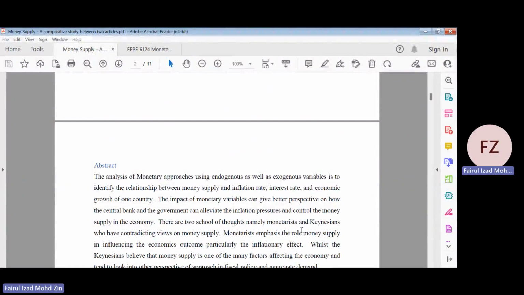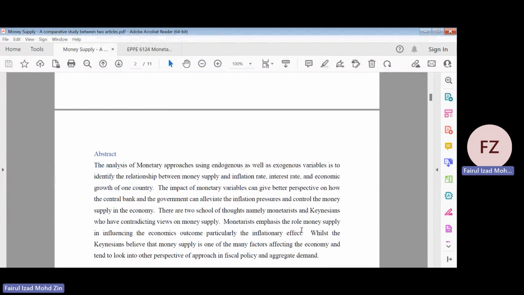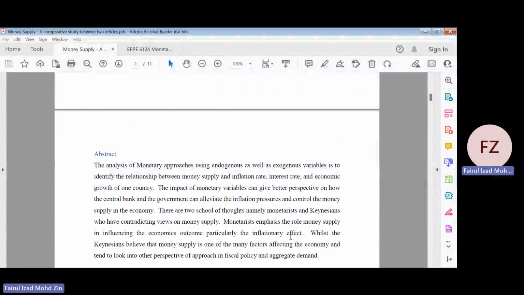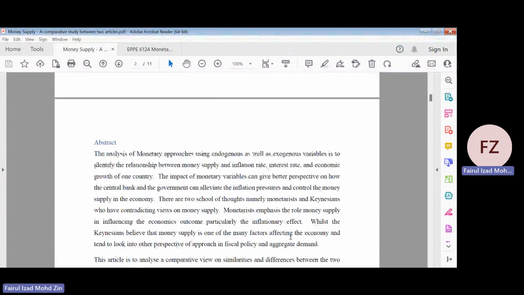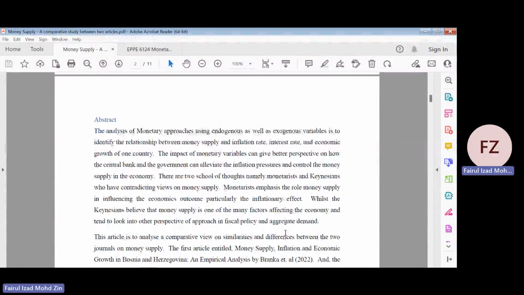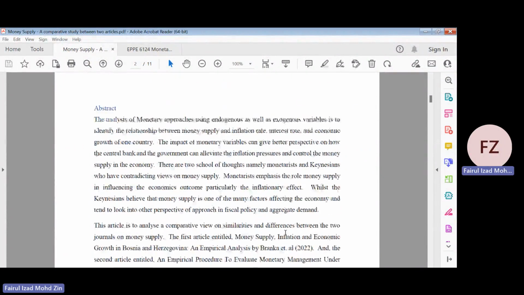The impact of monetary variables can give a better perspective on how the central bank and the government can alleviate inflation pressures and control the money supply in the economy. There are two schools of thought, namely monetarists and Keynesians, who have contradicting views on money supply. Monetarists emphasize the role of money supply in influencing economic outcomes, particularly the inflationary effect, whilst the Keynesians believe that money supply is not the main factor affecting the economy and tend to look into other approaches, such as fiscal policy and aggregate demand.